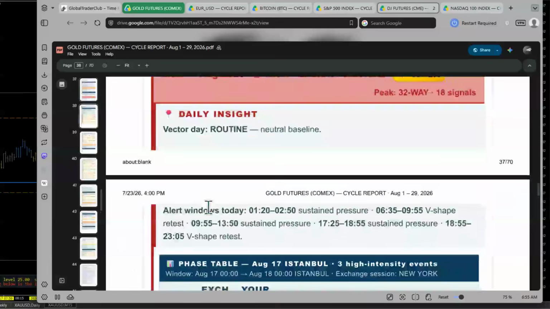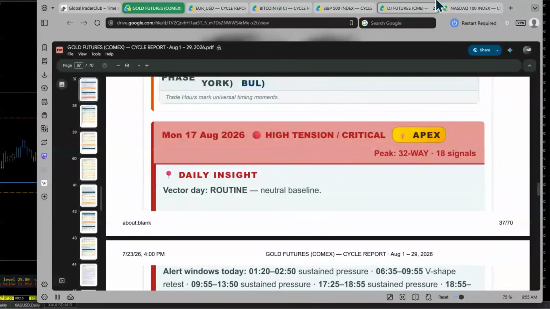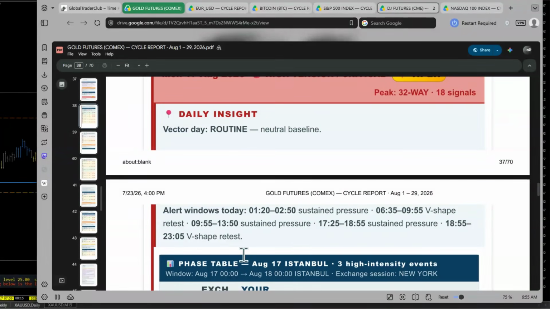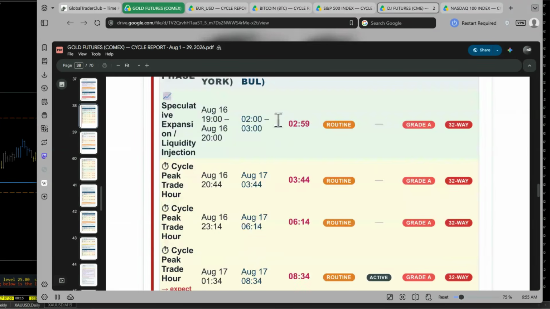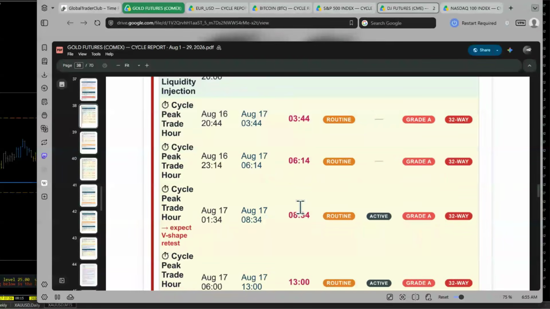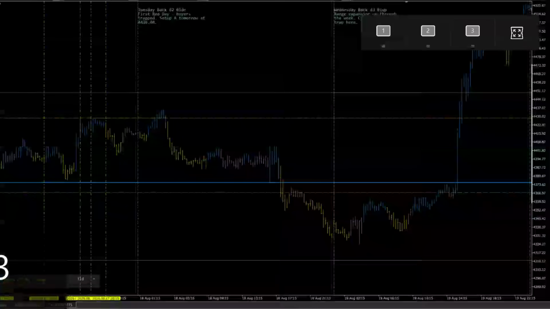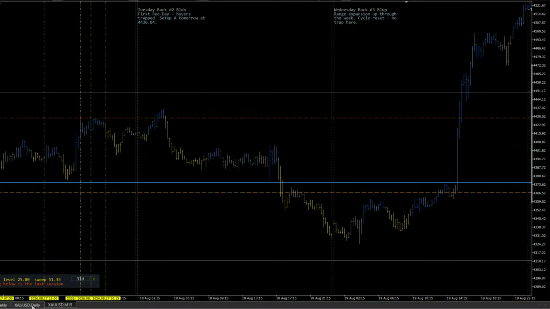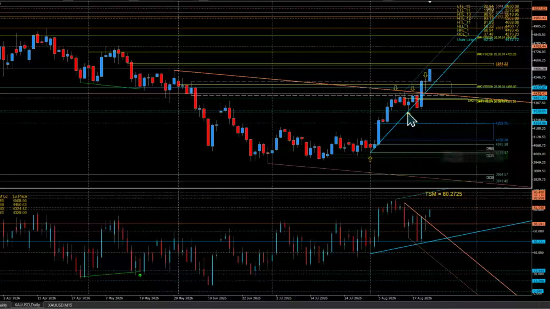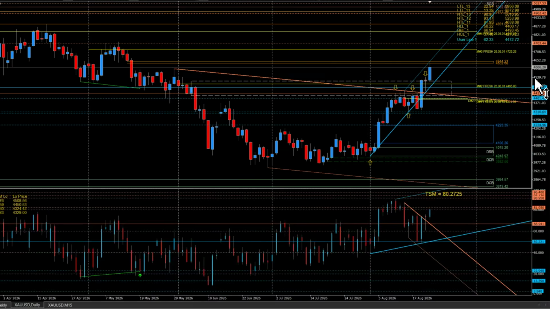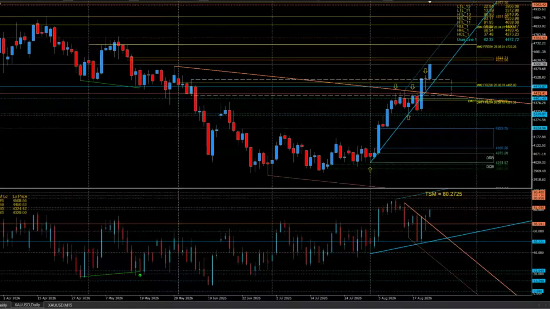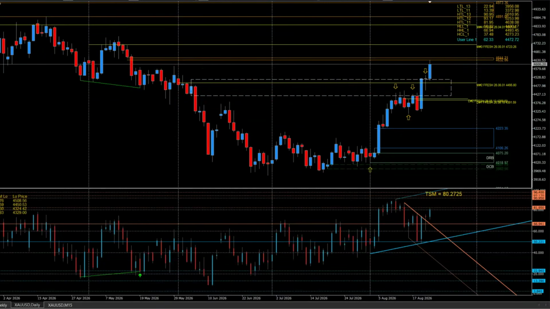Now here we have Monday, and as you know, Monday is an important day, and for that we've got certain alert windows for today, plus some trading hours here, as you can see, and that's how we're going to take a look at it. So if Monday is a trade day, the first thing I want to do is take a look at the daily and see where we're at on a Monday. So that's Monday, Tuesday, Wednesday, Thursday, Friday. Let's get rid of some lines here so we can be a bit cleaner.